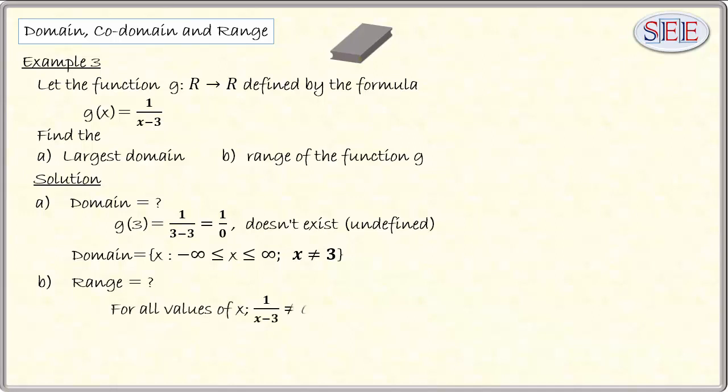Any value that you think, when substituted in this formula 1 over x minus 3, the answer would never be 0. Even if x is 0, the answer would be 1 over minus 3. Whatever x is, provided it is not 3, the answer would not be 0. So the range will now be equal to the set containing x such that minus infinity is less than or equal to x, and x is less than or equal to infinity, but with the exception of 0.